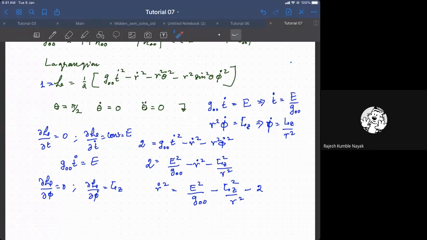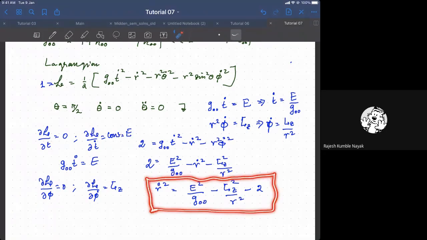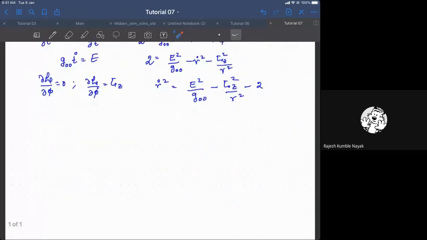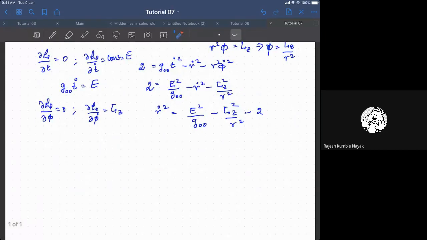So you can also see that if you look at that book, Goldstein, you would see that this is used to write the effective potential. We will come back to effective potential. Let's do something else. Let's try to do a Kepler problem.